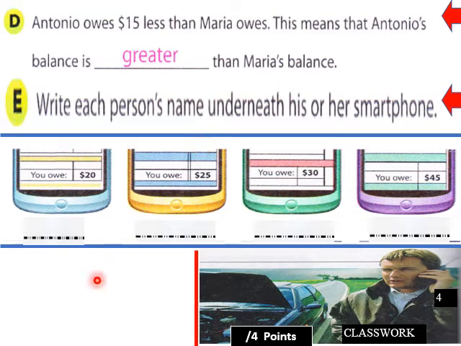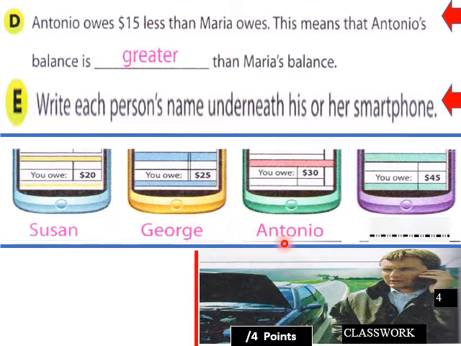Which is which here? Teachers, you can wait for a minute or two for students to write the name underneath how much is owed. And over here for the $20 is Susan, 25 is George, Antonio is 30, and Maria is 45. Those are the amounts there. Maria takes the cake here for owing the most money. Antonio owes $15 less. That gives him a $30 debt.